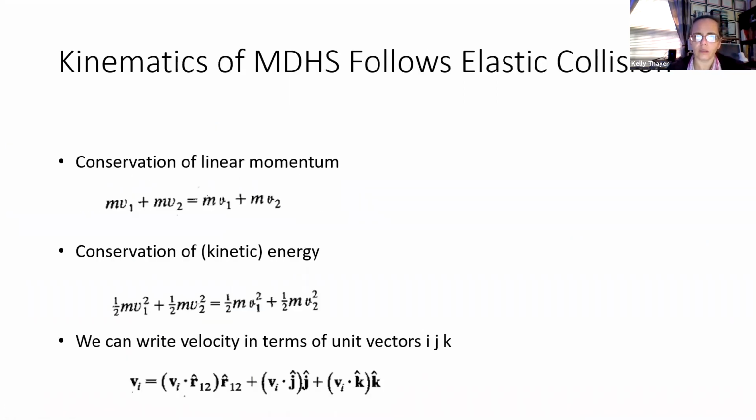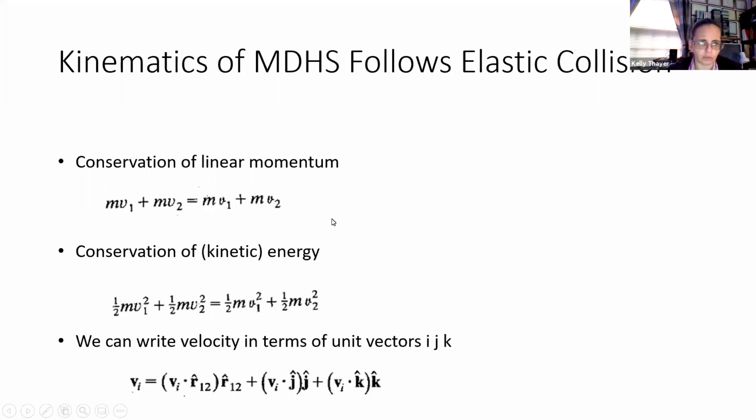So the kinematics of the hard sphere model is going to follow the elastic collision. In this area, we're going to have conservation of the linear momentum. That is m1v1 equals m2v2. If the masses are the same, then the mass just becomes m.